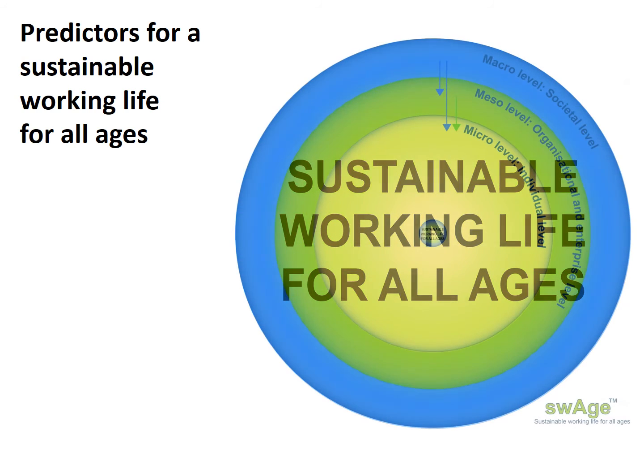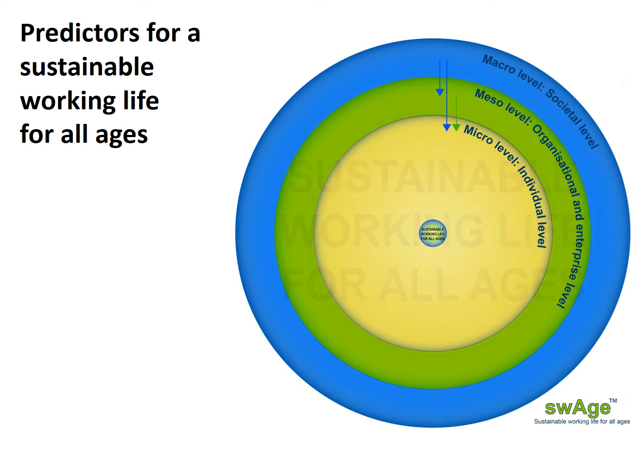Predictors for a sustainable working life. The predictors for a sustainable working life are associated with different levels. These levels interact and affect each other. Actions and measures to make working life sustainable need to take place at different levels.